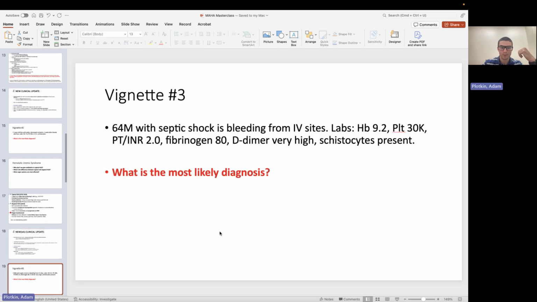Okay. So vignette number 3: we have a 65-year-old male with septic shock. He's bleeding from his IV sites. His labs show a hemoglobin of 9.2, platelets 30,000. His PT is elevated, fibrinogen is low at 80. The D-dimer is very high and schistocytes are present. So what's the most likely diagnosis here?